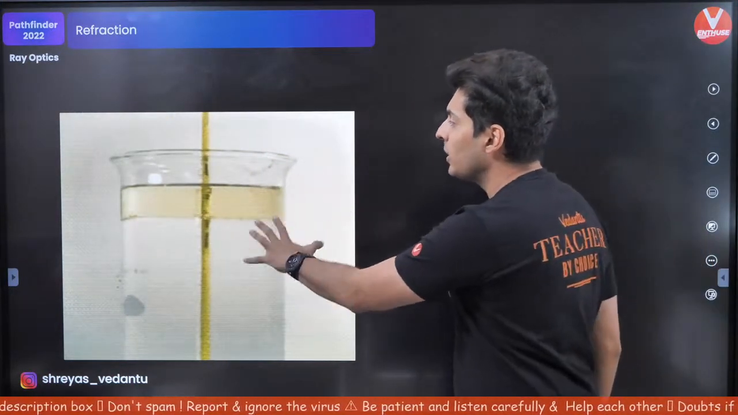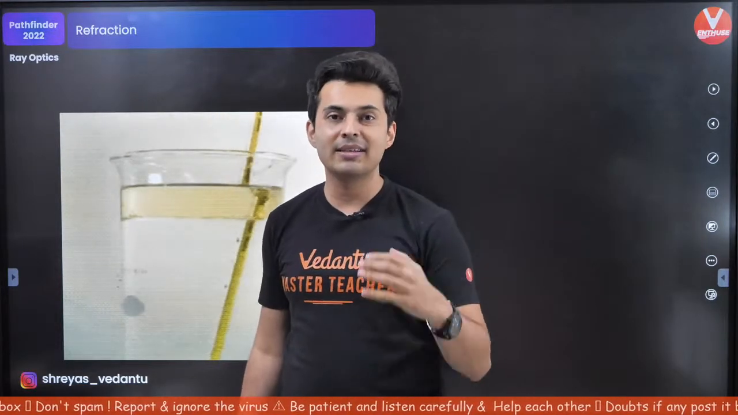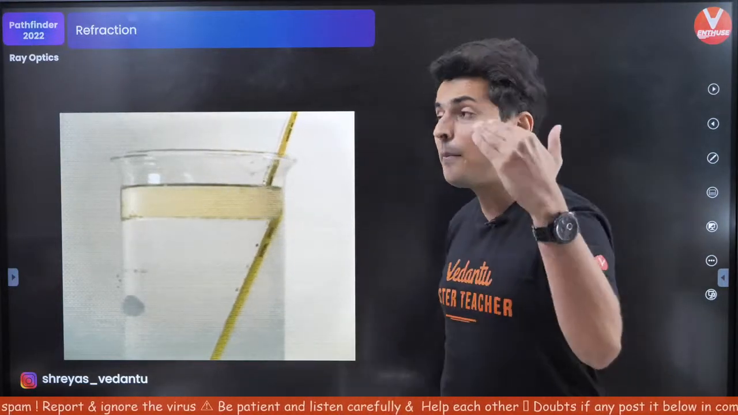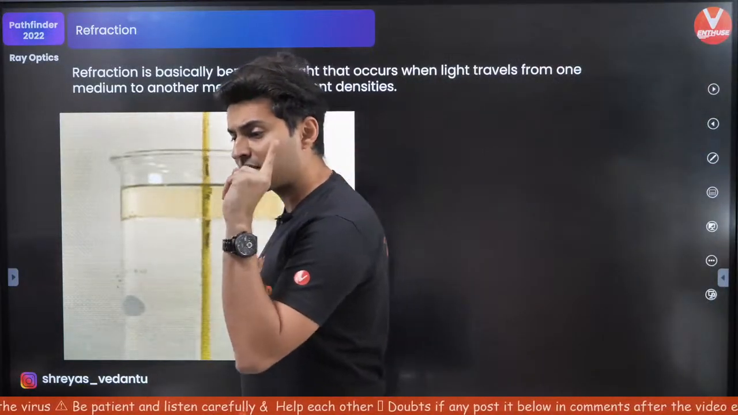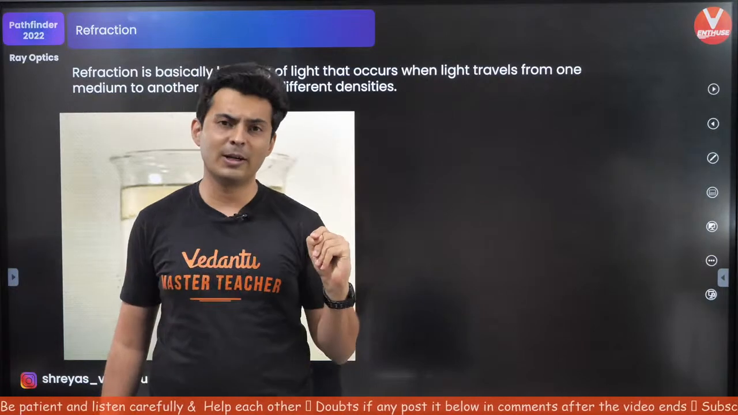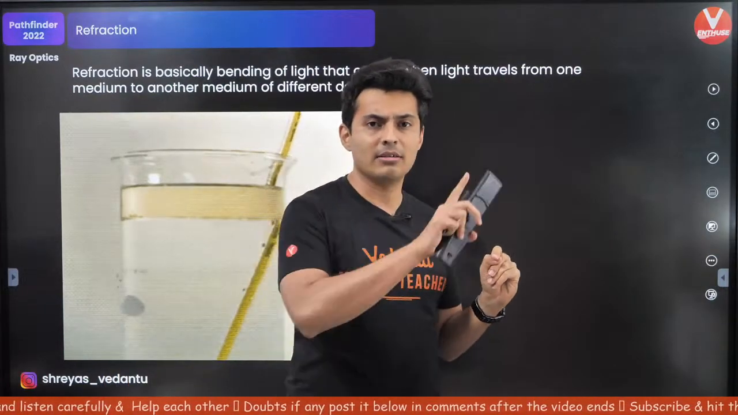It's a very good example of showcasing that the light bends when the medium changes. Usually, light travels in a straight line. Everybody would have heard about this. Light travels in a straight line.